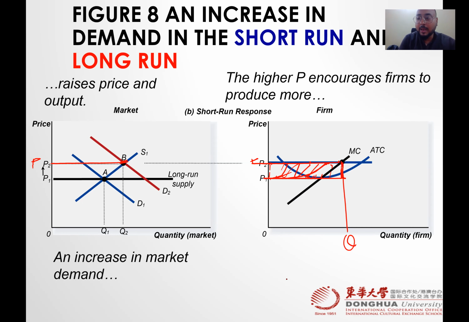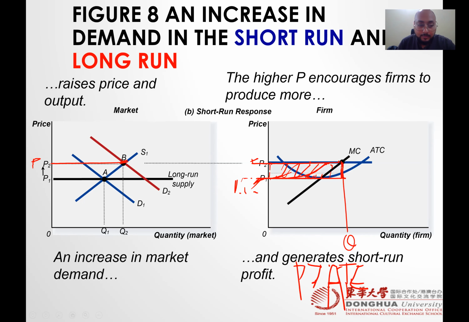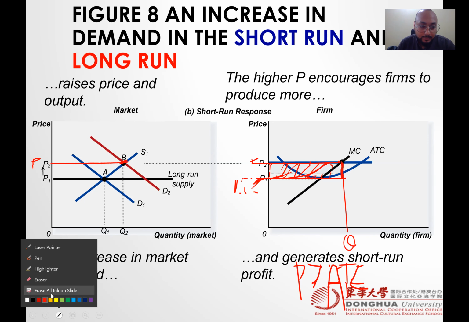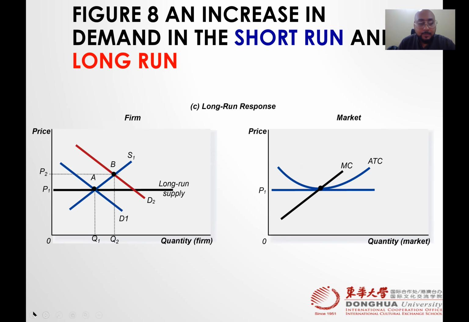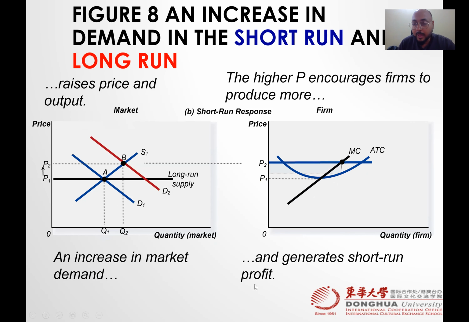So it means price is greater than average total cost. There is average total cost here. When price is greater than average total cost, this is the entry condition. So we are talking about the long run condition. In the long run, what happened? It generates profit.